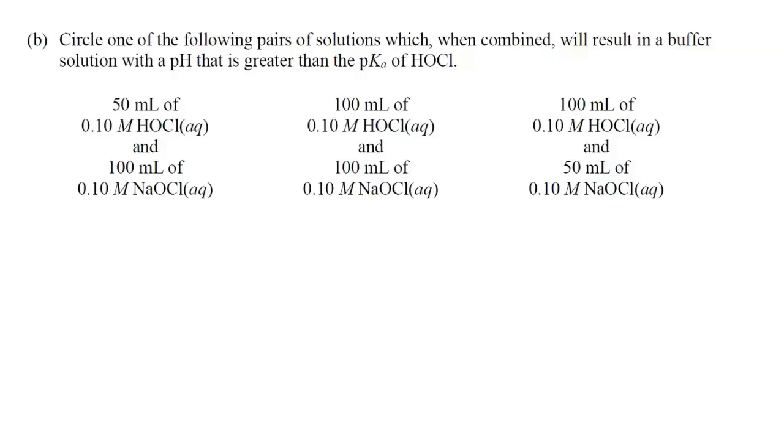And since each solution has the same concentration, 0.10 molar, it must be about the different volumes that are being combined. So I'll start with the middle combination. We have 100 milliliters of 0.10 molar HOCl, and we have 100 milliliters of 0.10 molar NaOCl.